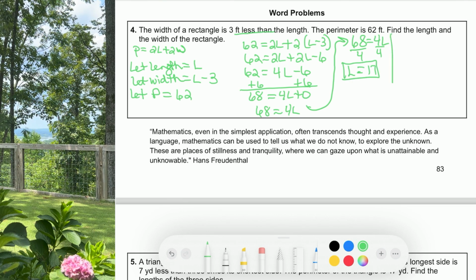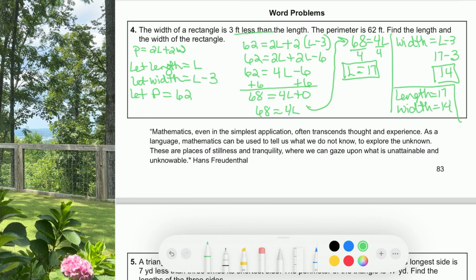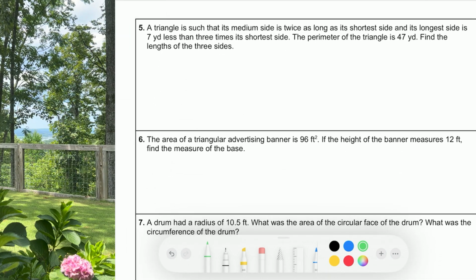Now we need to find the width. So remember we said that the width equals L minus 3. So we're going to plug in the 17, and we get 14 for the width. So length equals 17, width equals 14. And that's our answer. All right, moving on to number 5.